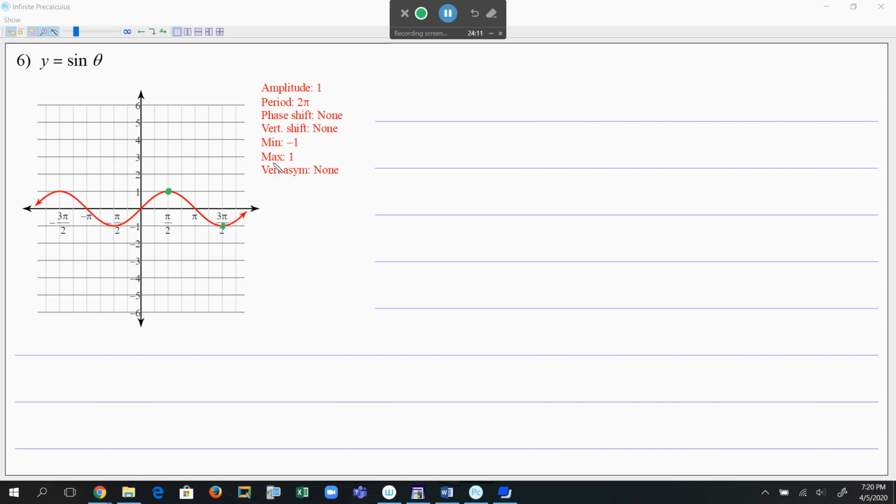Okay, now let's go ahead and graph 3 more functions, but this time we are going to take our parent function and do the transformation. So let's look at the next example.